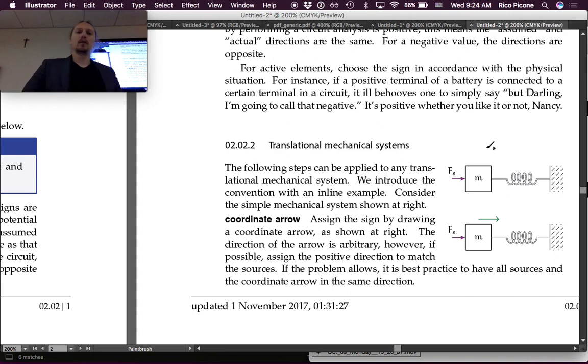So we're going to use the following procedure to construct the signs. So first, the coordinate arrow. Assign the sign by drawing a coordinate arrow as shown at right. So I just drew it to the right. Okay. The direction of the arrow is arbitrary. Could have drawn it to the left. I really couldn't have drawn it up because that wouldn't have been helpful for this problem. So in the direction of motion that we're considering.